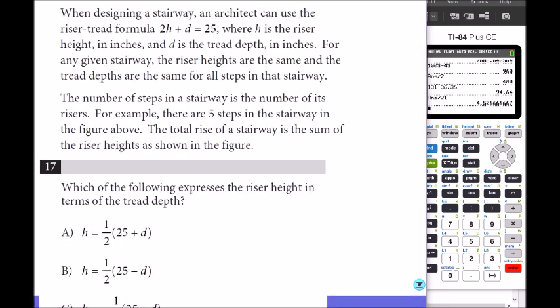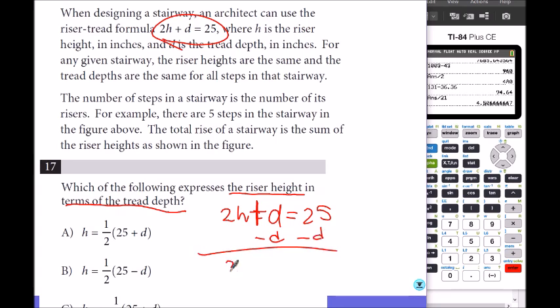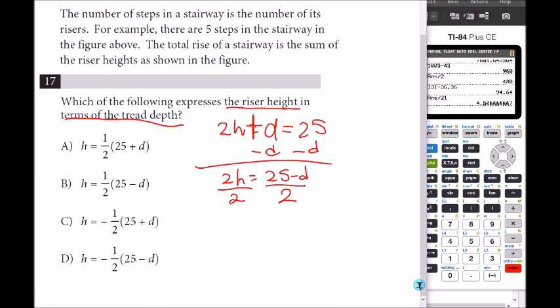When designing a stairway, that's the description we already did. Which of the following expressions expresses the riser height in terms of the tread depth? So we're looking for h. 2h plus d equals 25. So now we are solving for h. Move d first. So 2h equals 25 minus d. Divide by 2, divide by 2. So you get h equals 25 minus d over 2. Same thing as times 1/2.